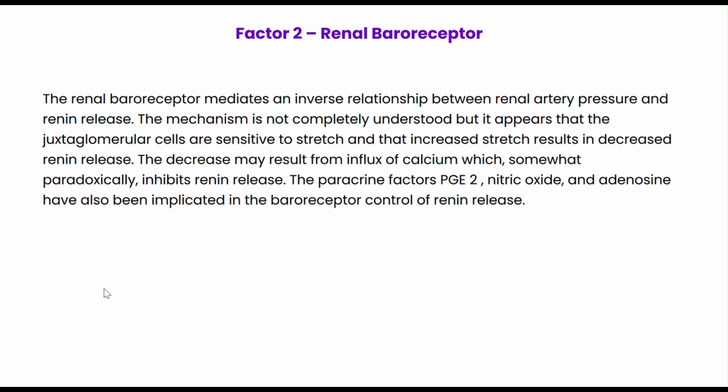Think of it as a balloon. If it's stretched too much, meaning high pressure, you stop adding air, meaning renin. If it's deflated, meaning low pressure, you add more air, right?